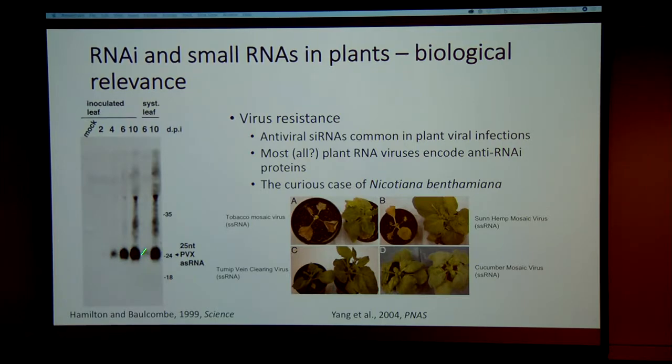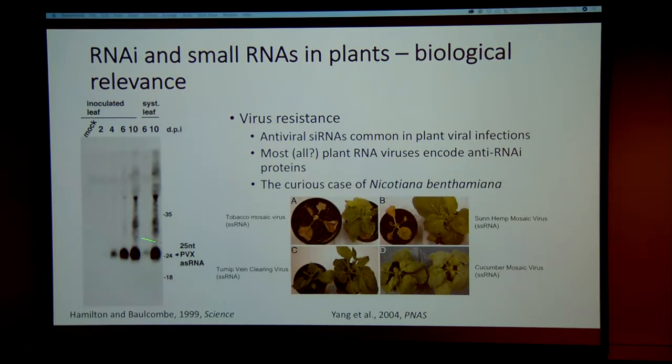Okay, so this is a classic image from David Baulcombe's 1999 paper. This is the first detection of any small RNA in any system. And what it is, is a northern blot of Nicotiana tabacum leaves infected with potato virus X. And it's being probed with a probe that has homology against the potato virus X genome. And what you see is over the time course of infection, as the virus replicates, you get more and more of these short RNAs that have homology to the viral genome. And if you look at systemic leaves, that is leaves that were distal to the initial site of virus inoculation, you see the small RNAs accumulating there.